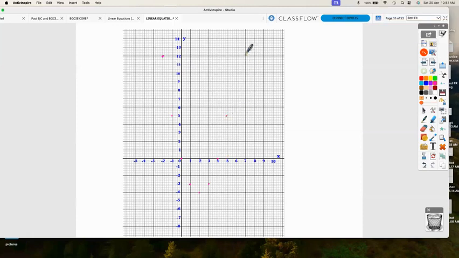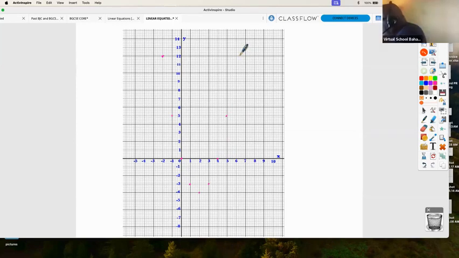And then 6, 12. Right? Yes, it's right, because I can look at it and see what it is telling me.